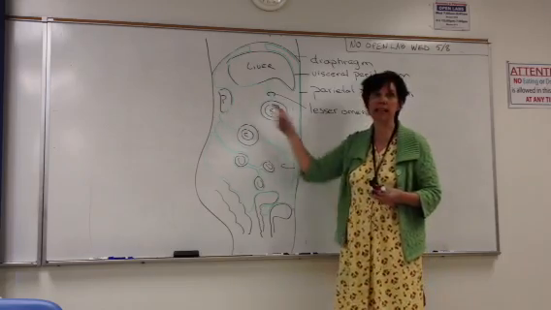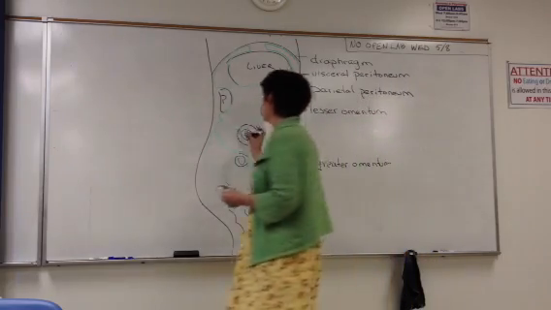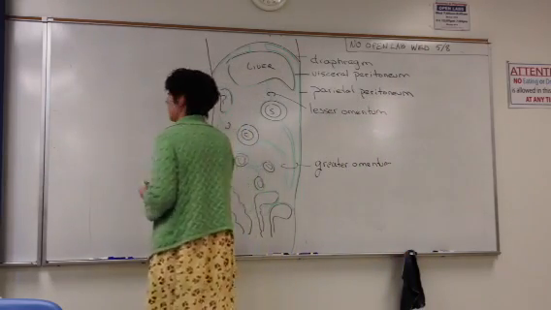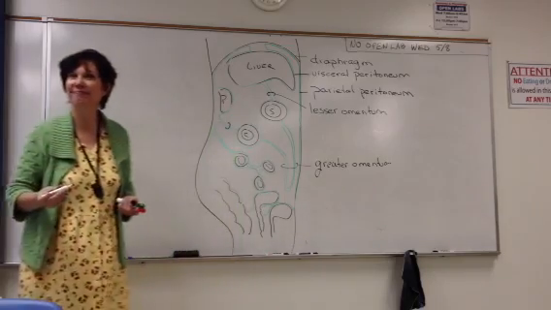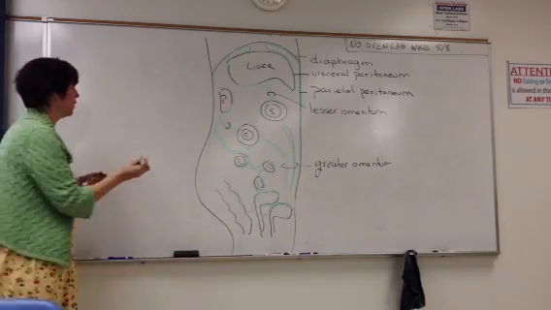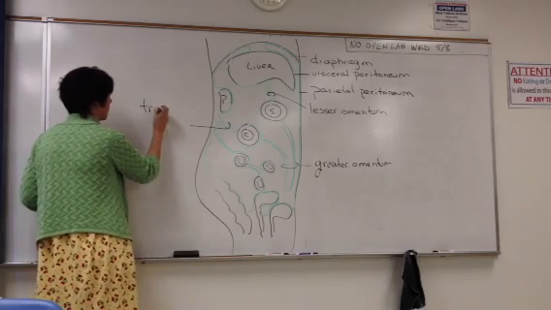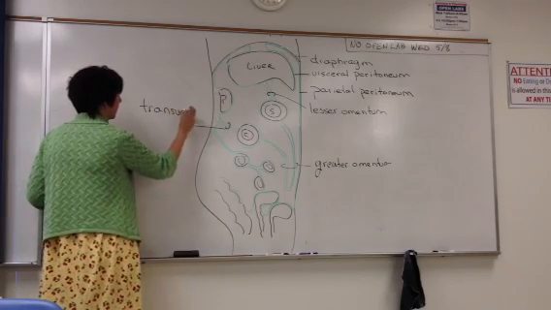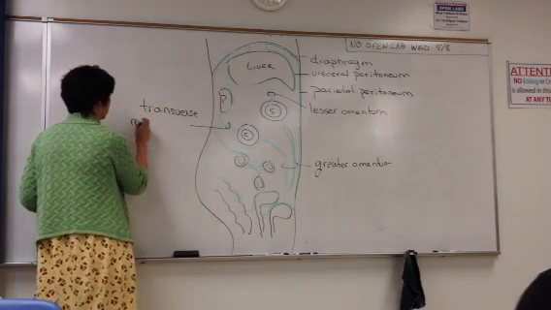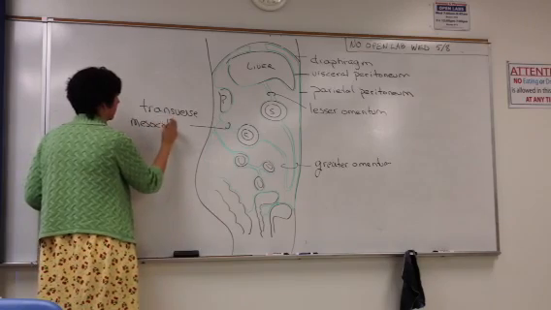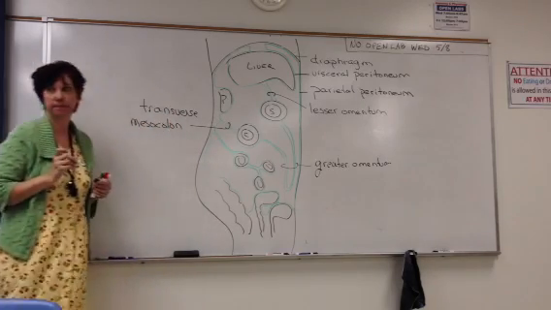Now the colon is attached to the posterior abdominal wall, and so it's the mesentery of the colon. Because it's the transverse colon, this is identified as the transverse mesocolon.